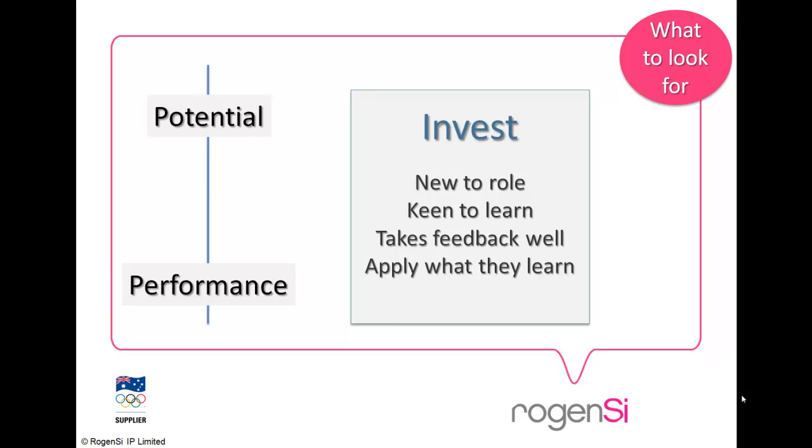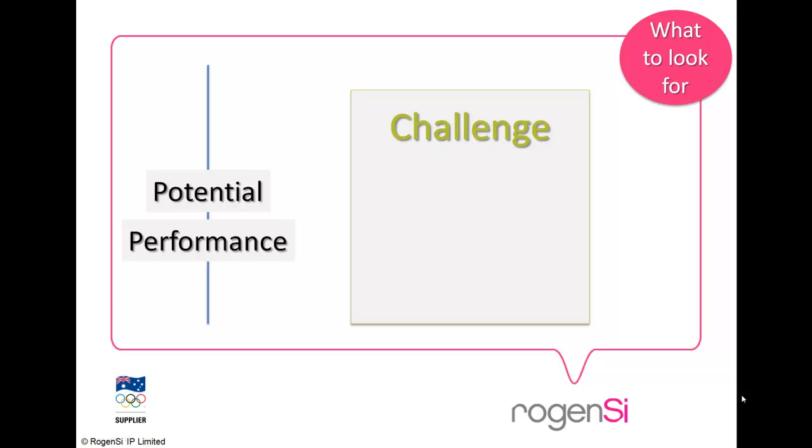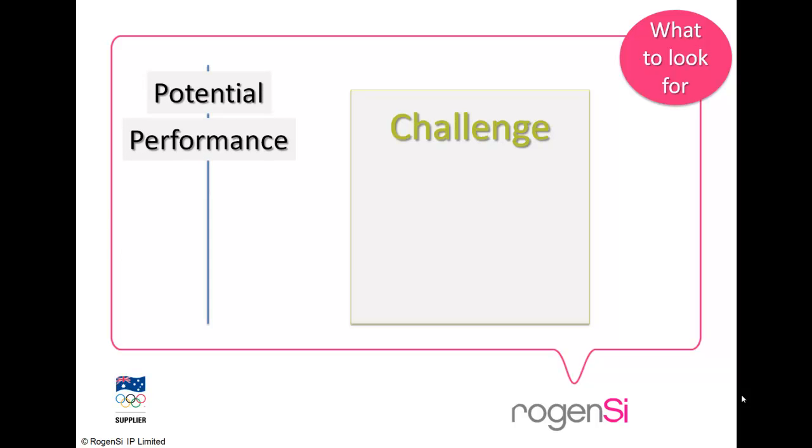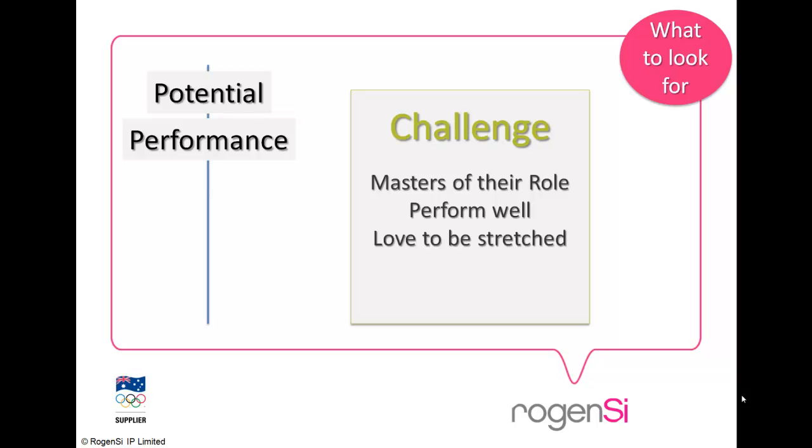Second area we said we'd have a look at is challenge. So as a reminder, this is where both potential and performance is high. So here's a few things to look for in your people who need the challenge coaching strategy. First thing is they're starting to master their role. They're getting pretty good at it. They can get their work done much faster or much better than other people in the same role. So they're performing pretty well. They like to be stretched, they enjoy a challenge, and they like to innovate. They're already starting to come up with new and different ways to do the role. So that's what to look for in your challenge.